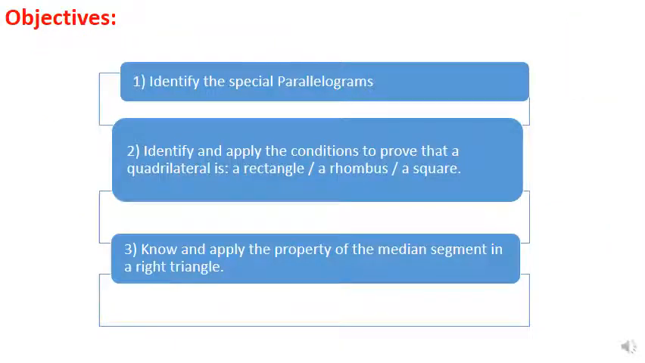So our objectives are to identify the special parallelograms, what are their conditions to prove them, and how to apply their properties of the median segment in a right triangle.